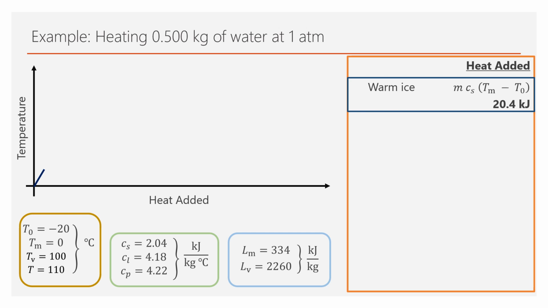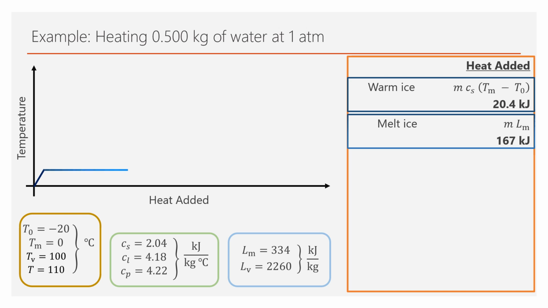So we'll start with warming ice at negative 20 degrees Celsius up to 0 degrees Celsius. So we multiply the mass of the ice, multiplied by the specific heat of solid ice, multiplied by the temperature difference. The temperature difference here is just the final temperature, which is the melting point, minus the initial temperature, which is negative 20 degrees Celsius.